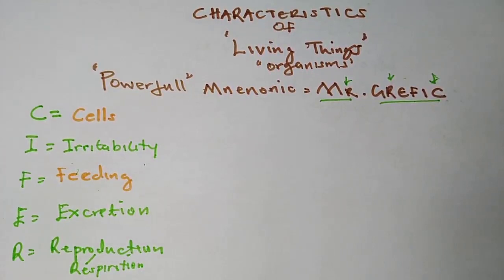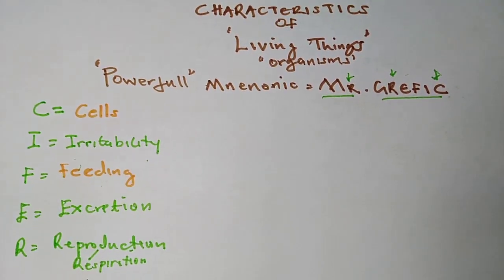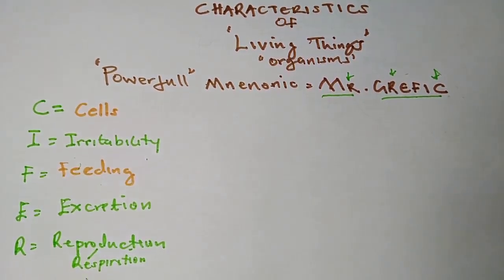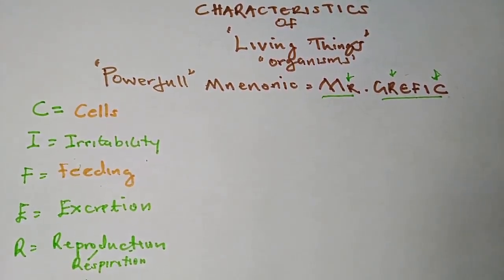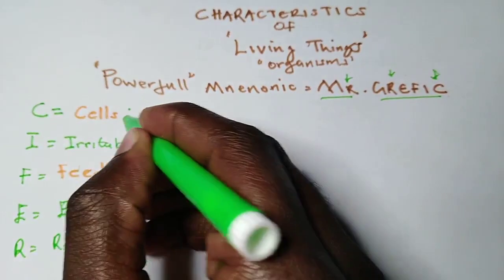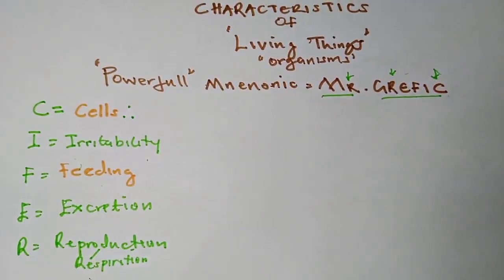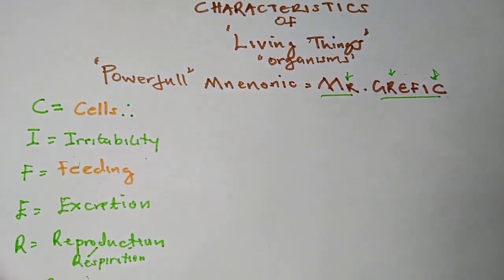Cells. It's one of the most important, though they are all important. Cells are a characteristic of anything that is living. Remember we said the living organism must have cells. Any living organism must have what we call cells. Now what are cells? What is a cell?